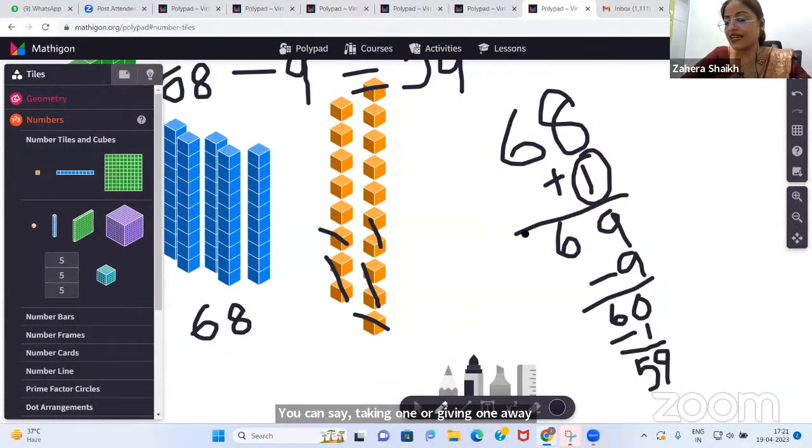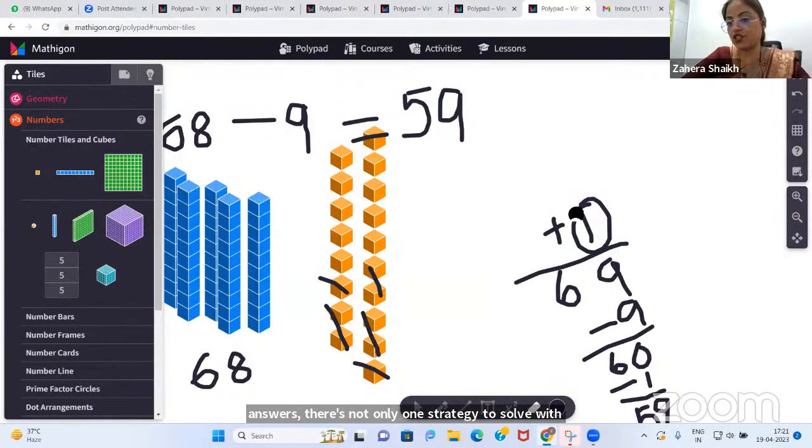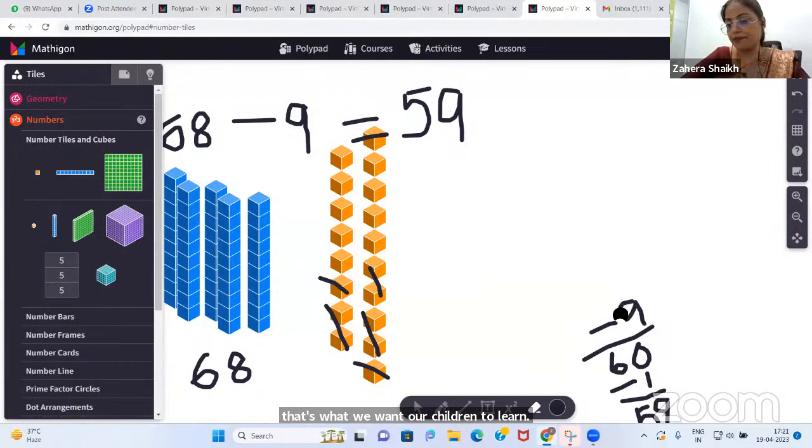Right? So this strategy can also develop if they have clarity about the number, the representation of that number, how they can manipulate those unit blocks or tens blocks into different groups, and they can play with the numbers and come up with the answers. There's not only one strategy to solve any question. They have a lot of different strategies to solve, and that's what we want our children to learn, not just one algorithm, steps to follow, but how differently they can do it.